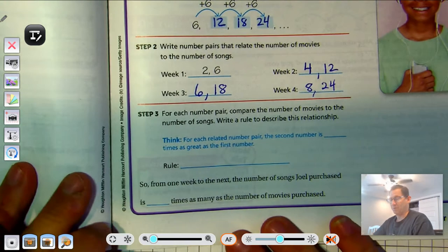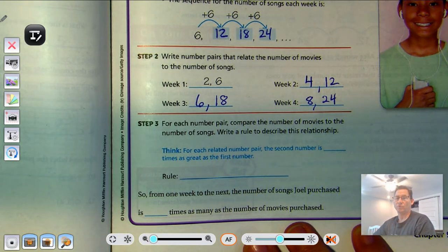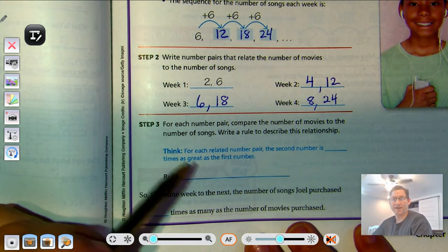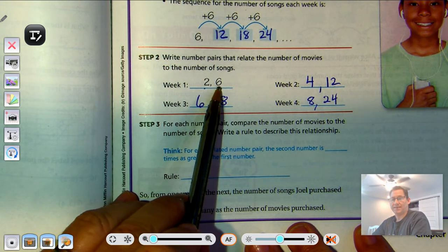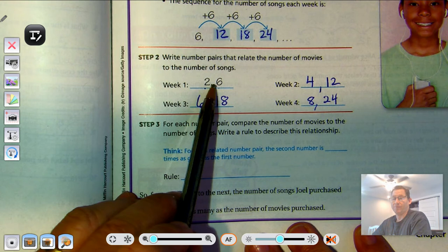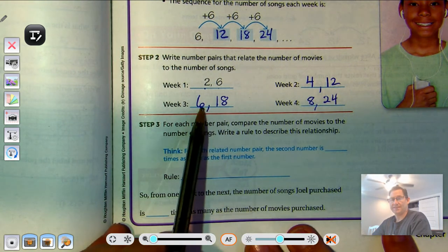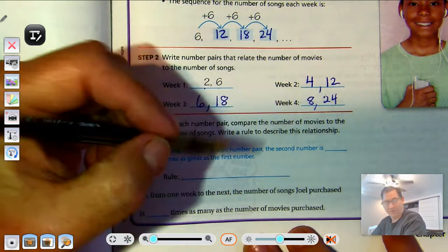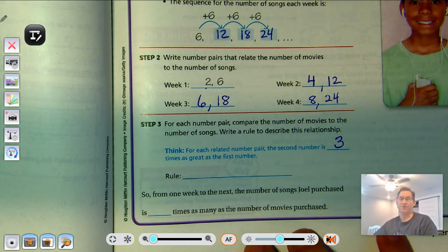So for each number pair, compare the number of movies to the number of songs. Write a rule to describe this relationship. And so let's think about this. For each related number pair, the second number is blank times as great as the first. So the first number here is 2. The second number is 6. Well, that's times 3, right? 2 times 3 is 6. 4 times 3 is 12. 6 times 3 is 18. 8 times 3 is 24. So the second number is 3 times as great as the first number.